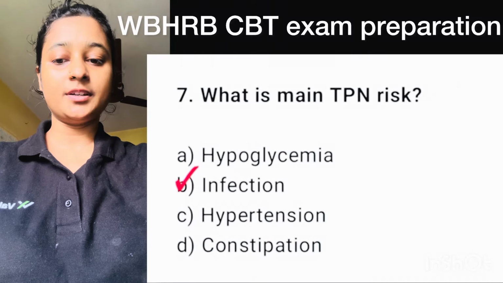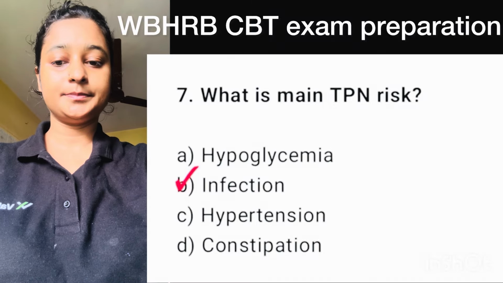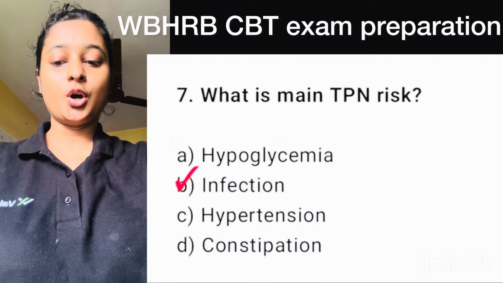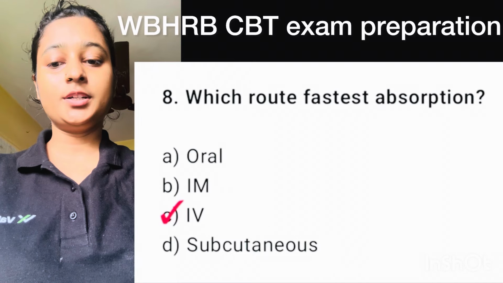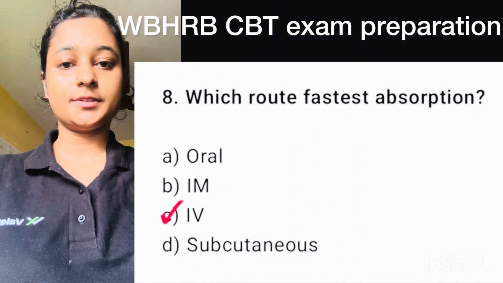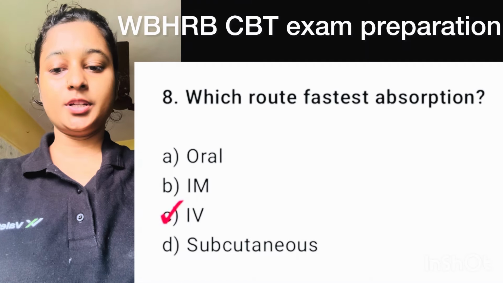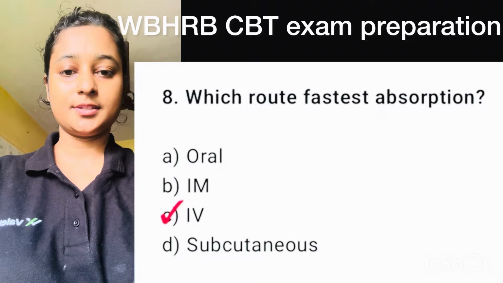Question number 7. What is mean TPN risk? Here correct option is option B, infection. Question number 8. What route fastest absorption? Here correct option is option C, IV, that means intravenous.